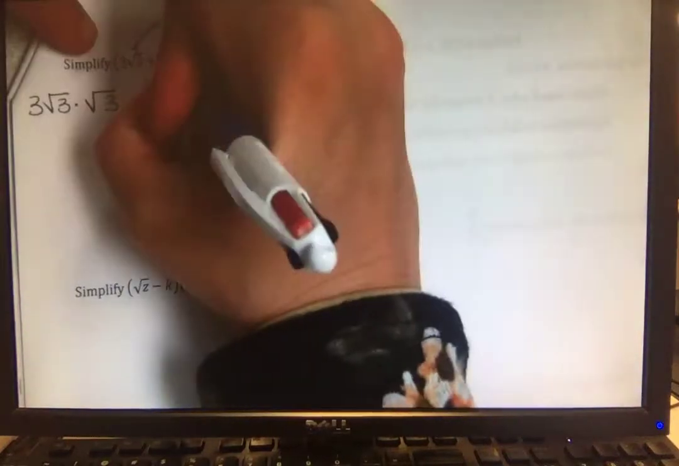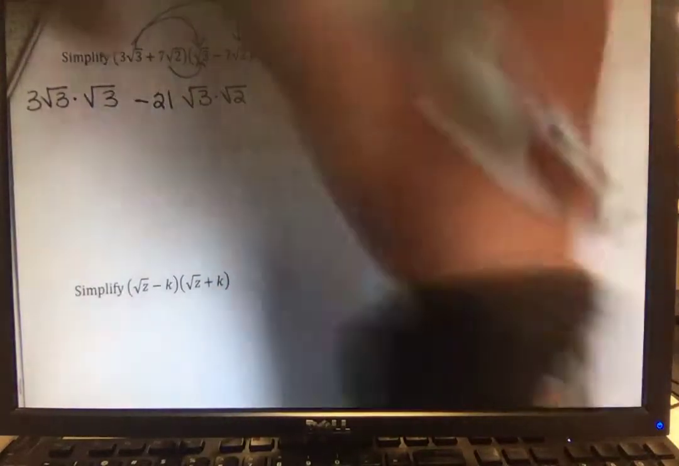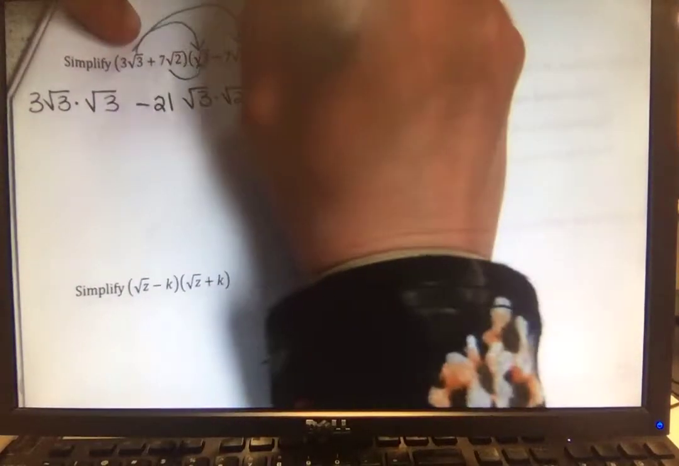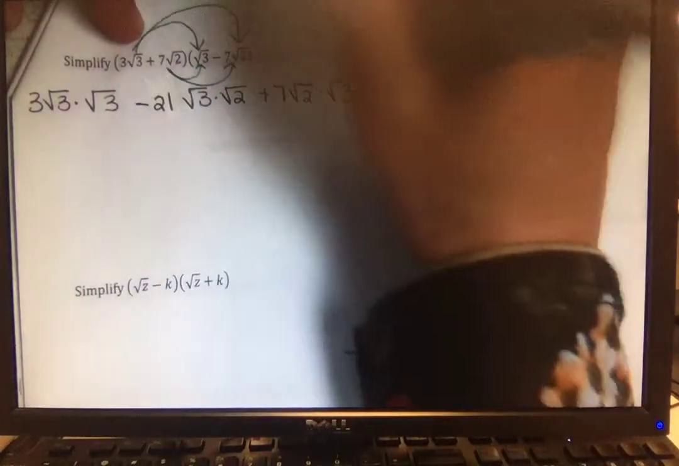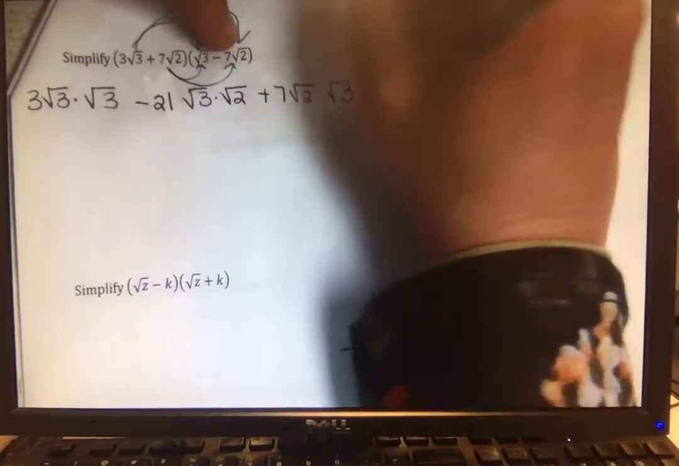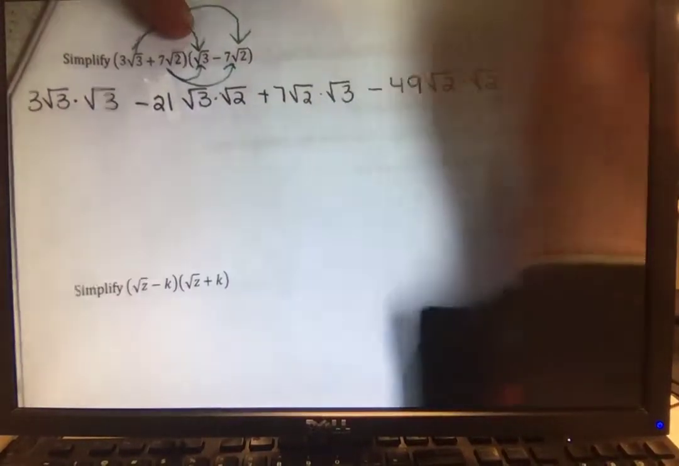Now distributing 7 square root of 2 times the square root of 3. So plus 7 square root of 2 times the square root of 3. And lastly, negative square root of 2 times positive square root of 2 will give us negative 7 times 7 is 49, square root of 2 times the square root of 2.